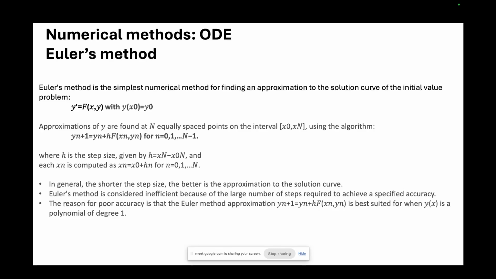We try to find out what's the value of y when t equals 0 plus 0.05. Then we try to find the value of y when t equals 0.05 plus 0.05. So by taking small steps on the x-axis, we try to find what the value of y is.